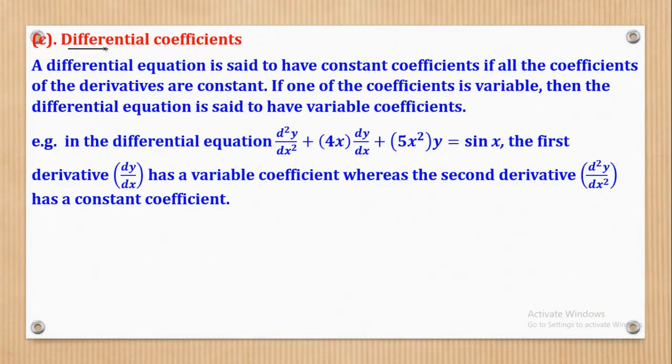The next is what we call differential coefficients. A differential equation is said to have constant coefficients if all the coefficients of the derivatives are constant. If one of the coefficients is variable, then the differential equation is said to have variable coefficients. In other words, differential coefficients are the ones on the first derivative, on y, and on the second derivative. Here the second derivative has 1 as its differential coefficient, the first derivative has 4x, and y has 5x squared. That is what we call differential coefficient.